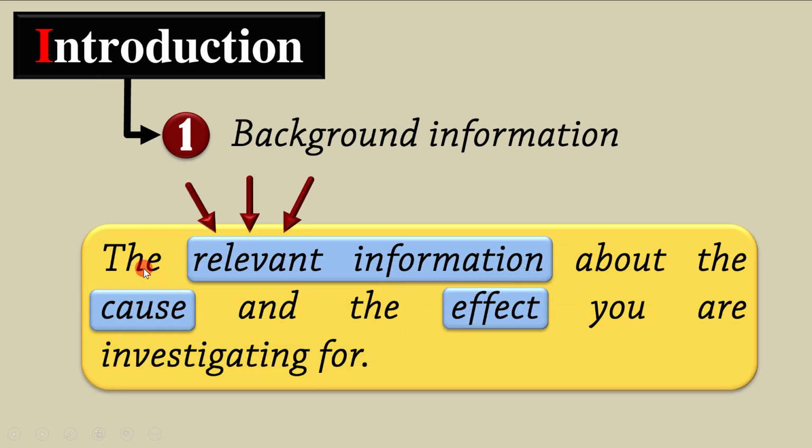In background information, give the relevant information about the cause and effect you are investigating for. Pay attention, it's relevant information. It's not teaching the examiner about the topic. It could be 1 page, 2 pages, depending on your idea, but pay attention. These are something to help you to answer your cause and effect research question. It's very important. That's all. So try to write something which are all targeted to answer your cause-effect research question.